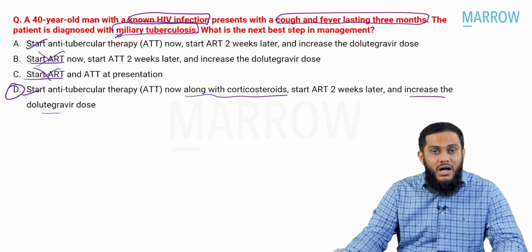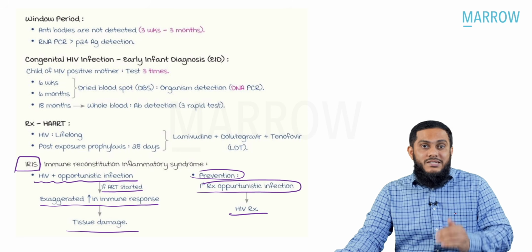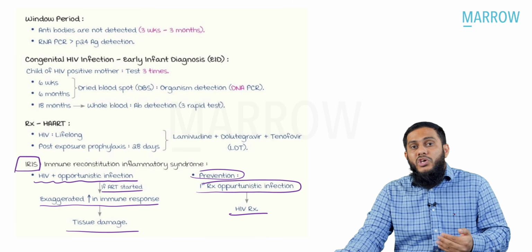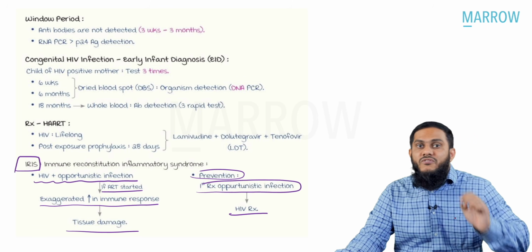Right? Simple question, sir. Answerable, though it is pharmacology based but integrated with microbiology, and we have discussed this. IRIS is a very important complication of ART when you start ART first in a patient of HIV who is suffering from an opportunistic infection.